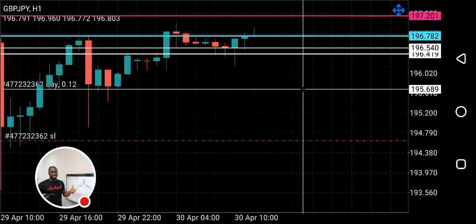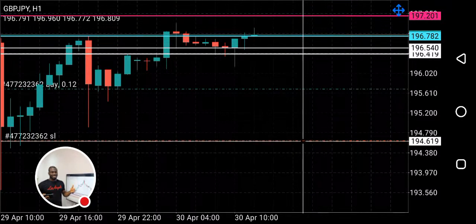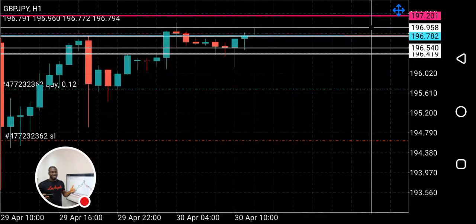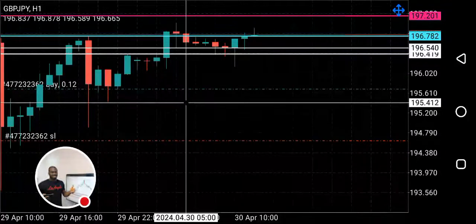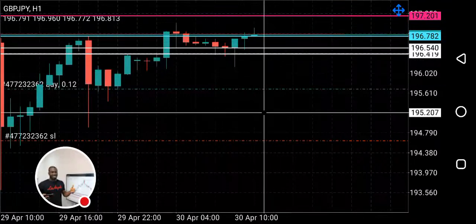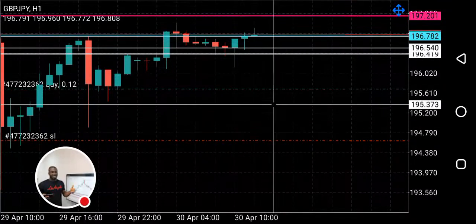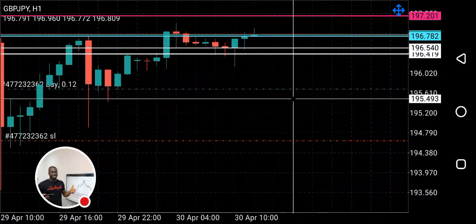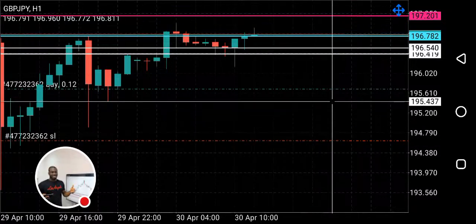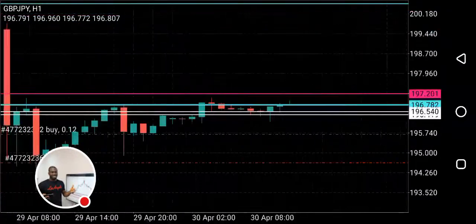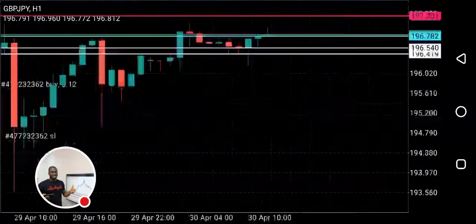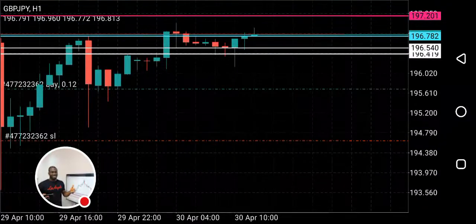My entry was 195.68, so I've made about 100 pips on this trade, and my stop loss is at this level, which is about 200 pips from the current market price. After this session, I'm going to adjust my stop loss to somewhere around this level. Since my trade is in profit now, my risk on this trade should have reduced to, let's say, 10 or 20 pips. The risk at the moment is very high, so I'm going to reduce it after this live session. I'm still very bullish on GBP JPY.